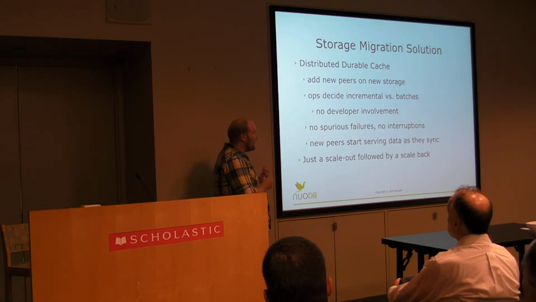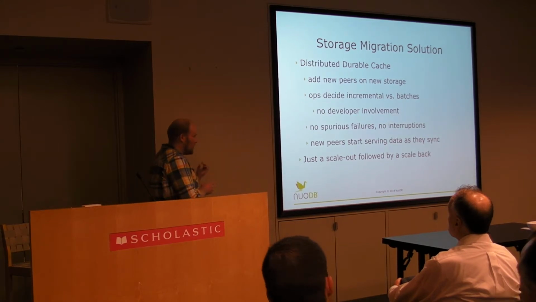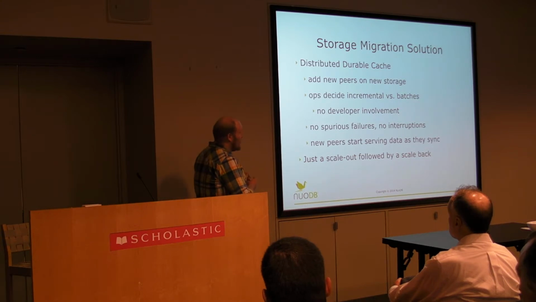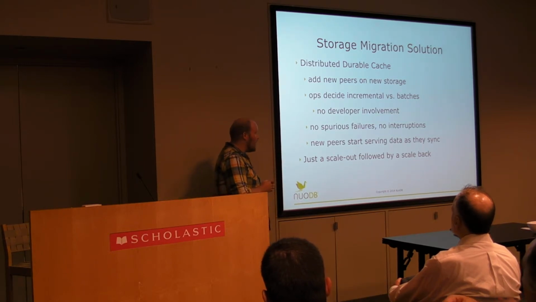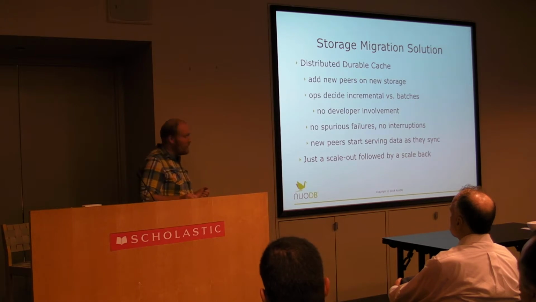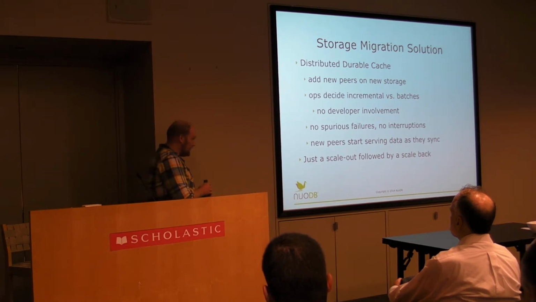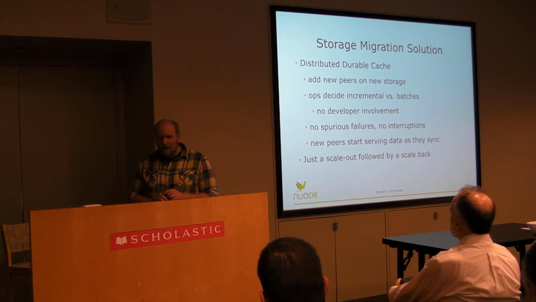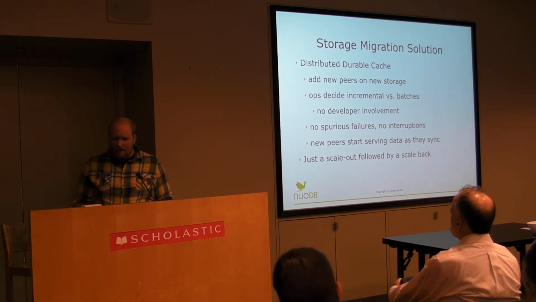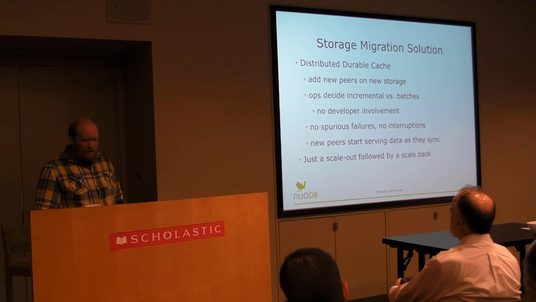There are no spurious failures, because when you shut down the old guys, it's not like you're just killing them. And there are no interruptions while this is going on, because these are just new peers on the new storage, and the old ones are not going to be accepting new transactions. The other nice thing is that as these new peers start to get objects, they can start serving them immediately, even though they don't have the whole database yet. So it's basically just a scale out followed by a scale back. If you can handle both scaling out and scaling back on storage, then you can do migration.